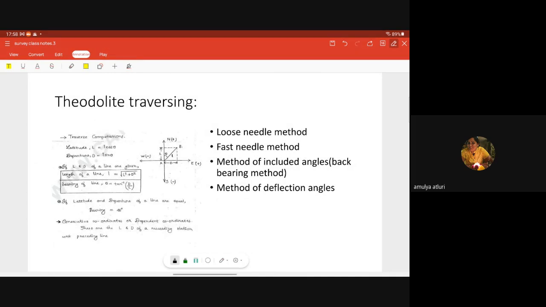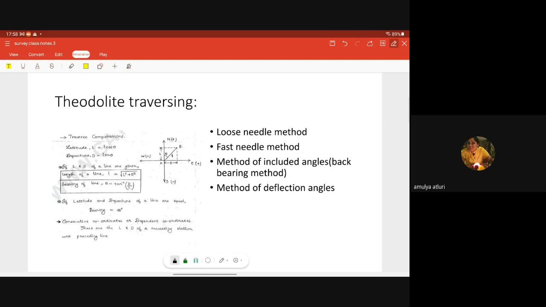So next we'll go for theodolitic traversing. Theodolitic traversing is done by a few methods. The first method is loose needle method, fast needle method, method of included angles, method of deflected angles. Okay, got it. So these are the methods used for theodolitic traversing. So what are these methods?